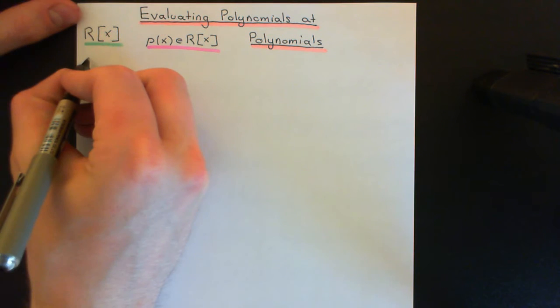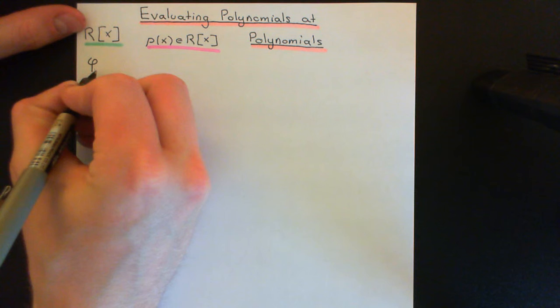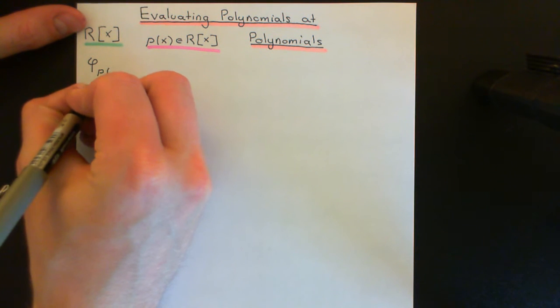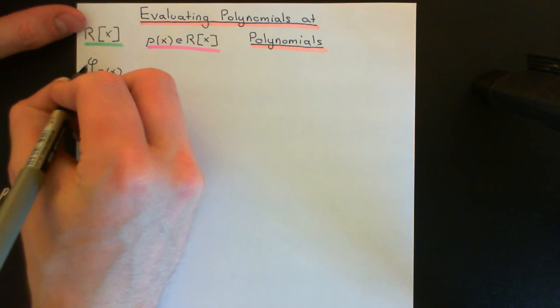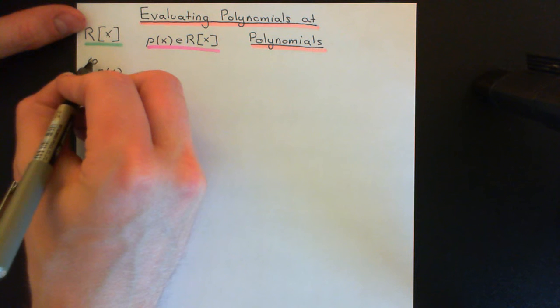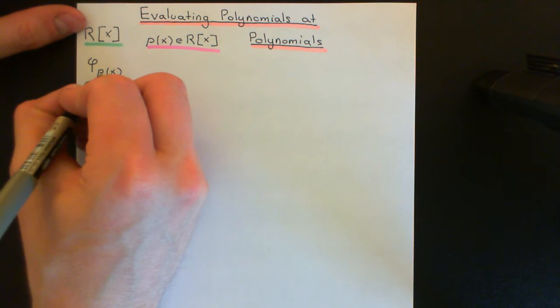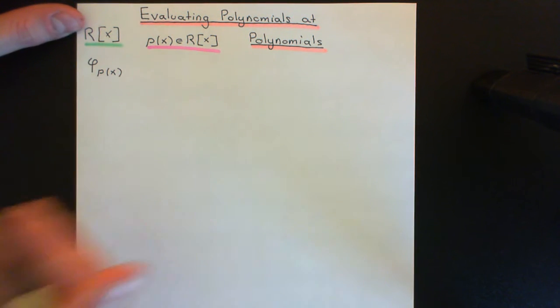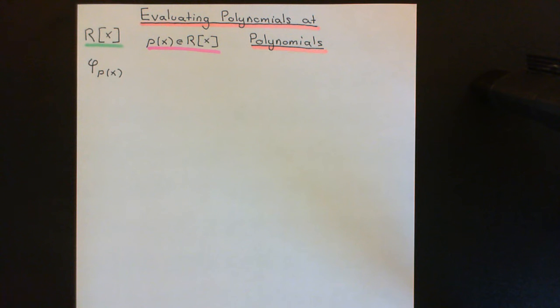And now what I'm going to do is define the evaluation homomorphism for this polynomial p of x, so I will subscript phi with p of x. We usually use the symbol phi for homomorphism. Again, because it's pertaining to the polynomial p of x, it's defined using this polynomial p of x, we will subscript it p of x.